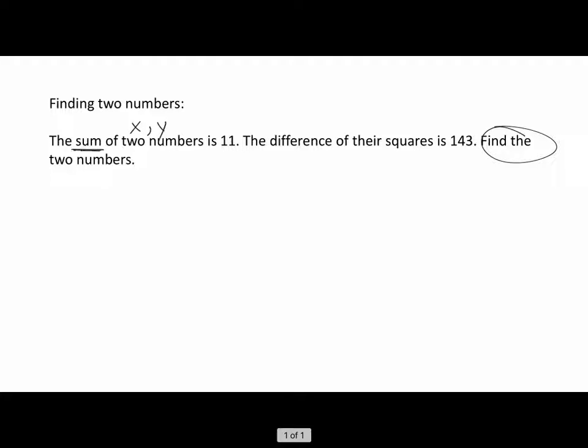So the first sentence says the sum. Well, that means if you add them together, it equals 11. Then the second sentence says the difference, which means subtract, of their squares. So that's x squared and y squared. Those are the squares. So the difference of their squares is 143.